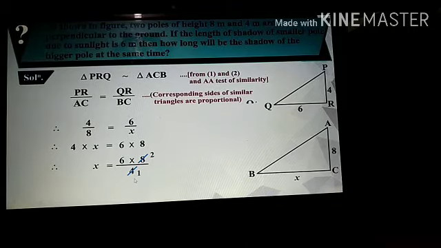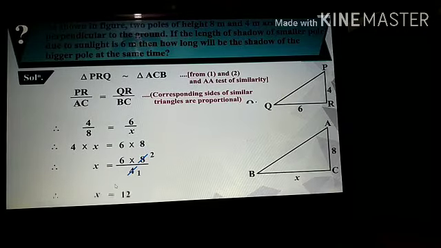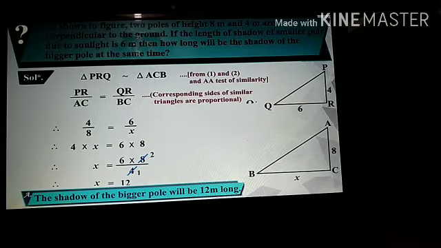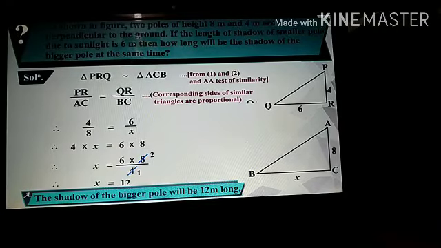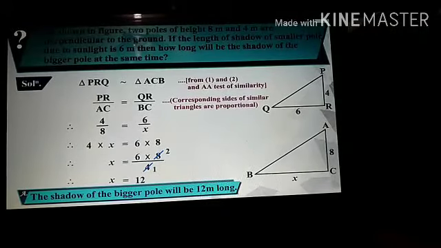4 ones are 4, 4 twos are 8. So here we get the value of X as 6 twos are 12. X is equal to 12. Final answer, the shadow of the bigger pole is 12 meters long.